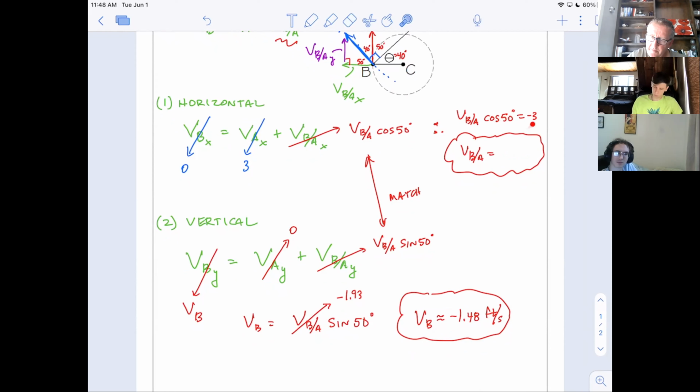To solve this up here, don't I have to divide by the cosine of 50? For some reason, I have -3 times the cosine of 50, so I managed to not even type it in right. So yeah, this should be -4.67. Sorry. So that number times the sine of 50, I get -3.57. So that doesn't take away the negatives.